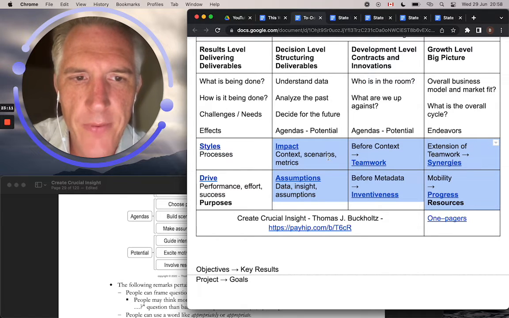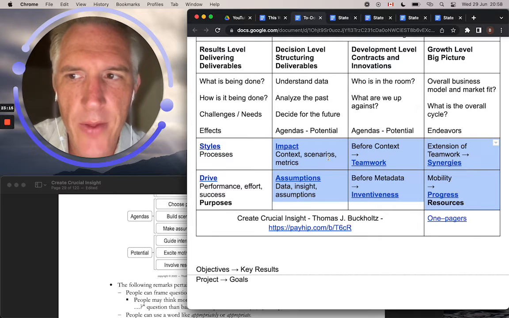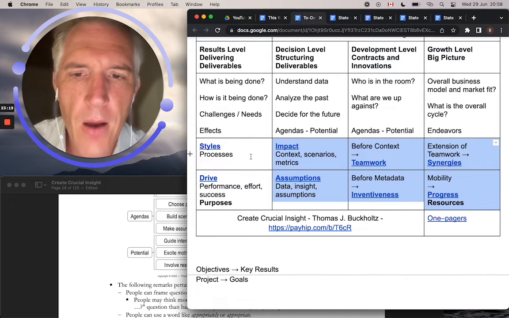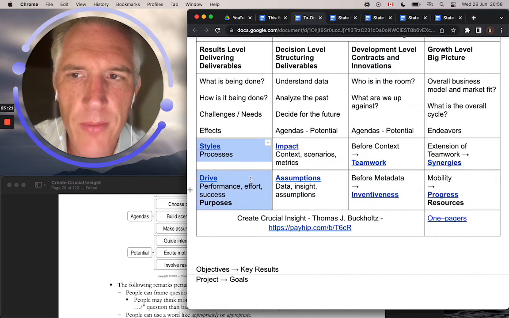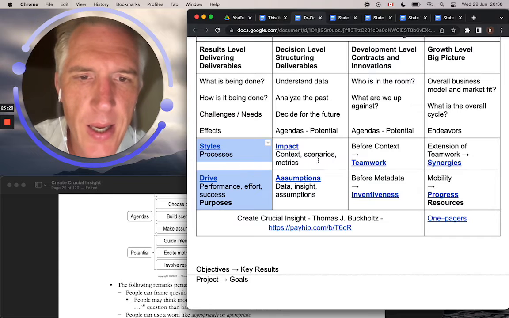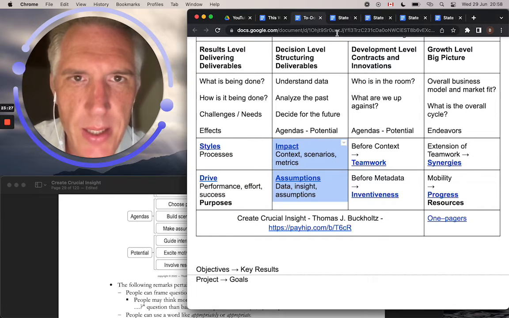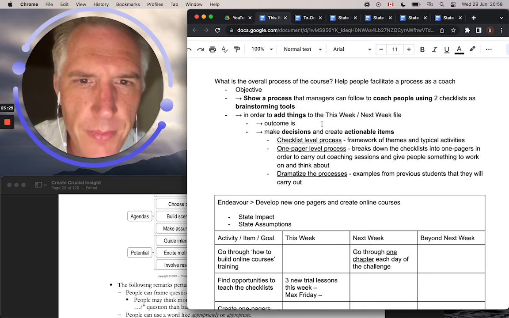How these 3 levels with these 6 different checklists all come together in less than 25 minutes. Now, of course, then we have the results level, which we're not going to talk about today because we're still focusing on how to create this course.